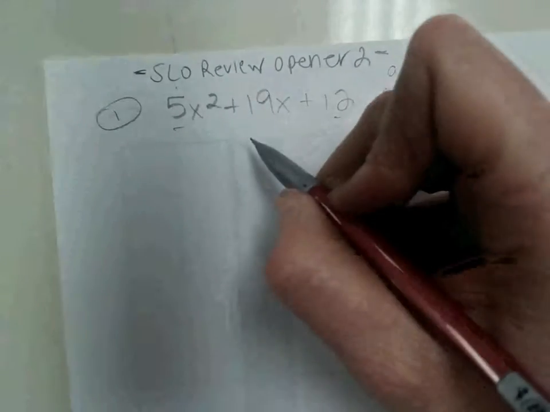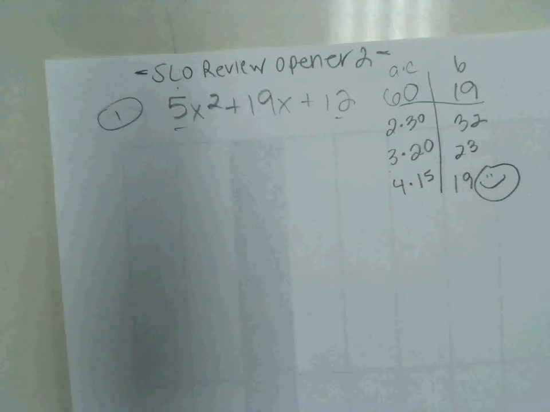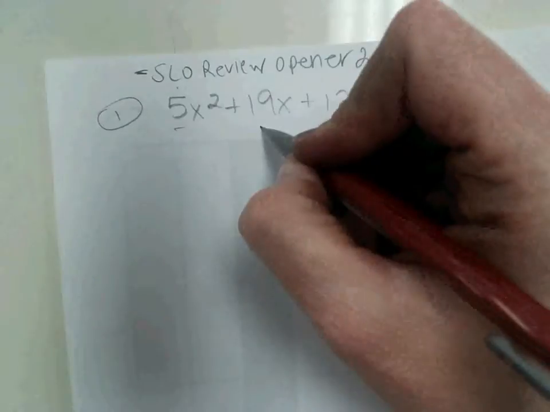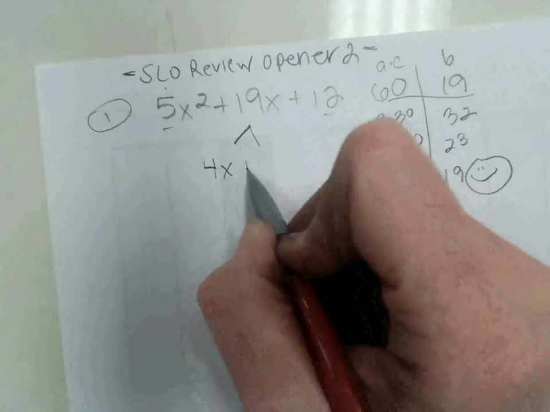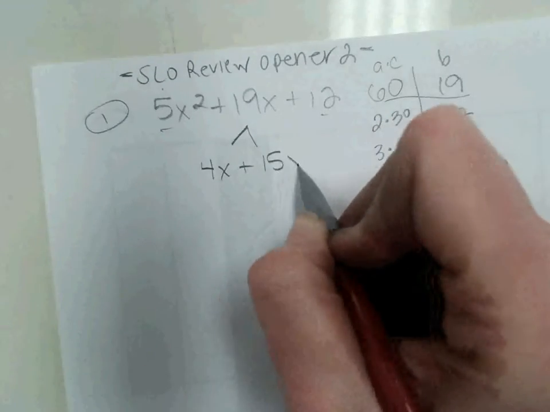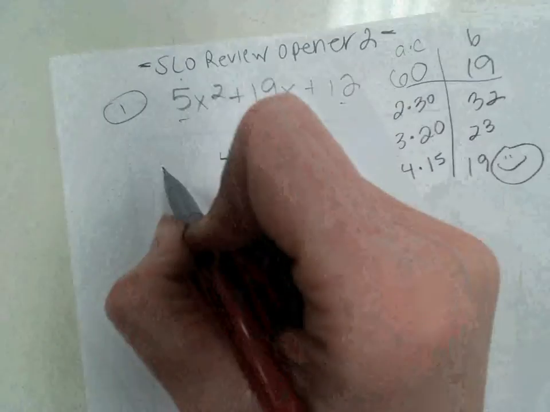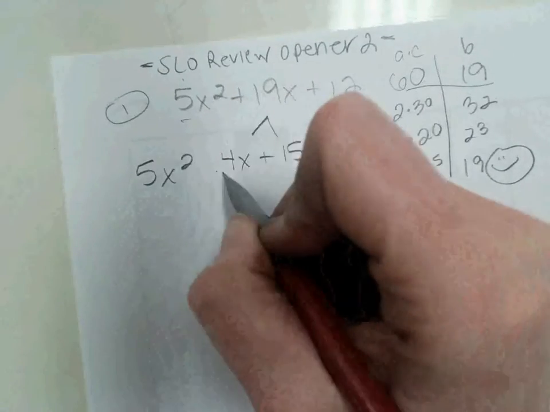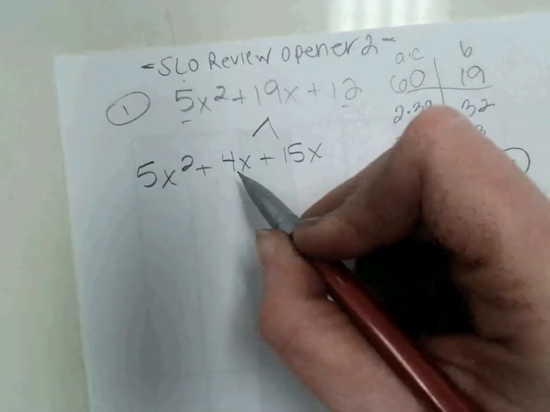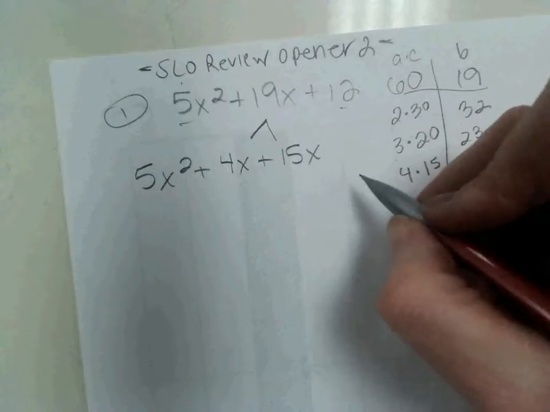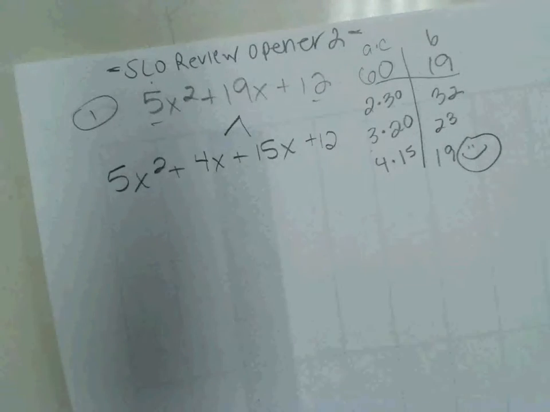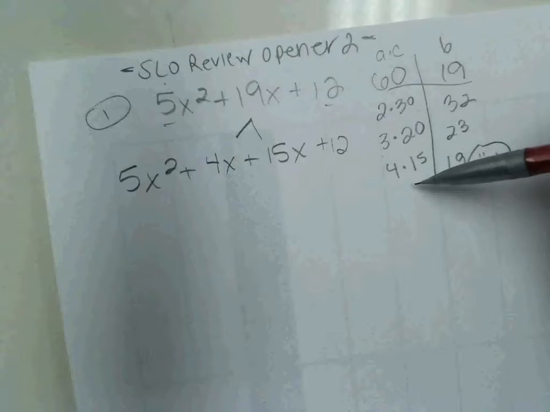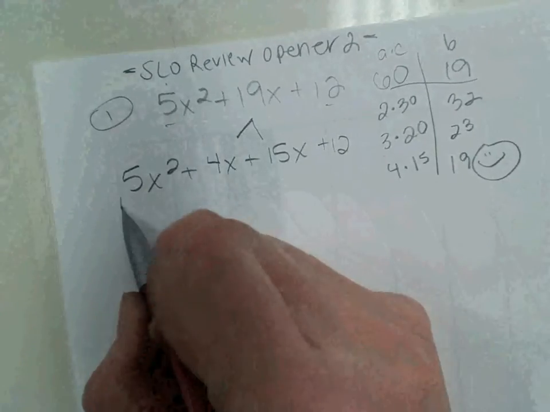Next, what would I do next? Yes, thank you. So the middle now becomes 4x and 15x. Could you write 15x and then 4x? Yep. Your final answer will be the same. I did that so that now I have 4 terms, which allows me to factor by grouping.